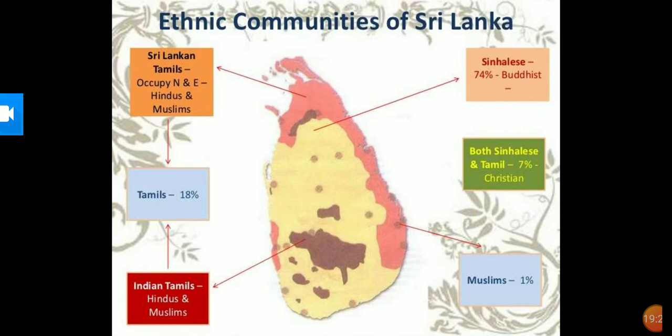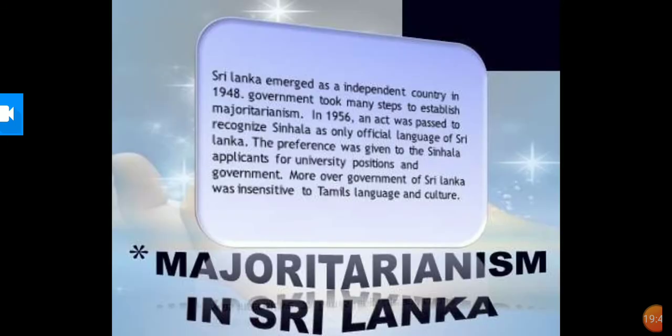Next. There are about 7% of Christians who are both Tamils and Sinhala. You can see 7% somewhere here, in green color. Both Sinhalese and Tamils are Christians, 7%. Just imagine what would happen in a situation like this. Let us see what happened in Sri Lanka, because we have seen what happened in Belgium in the previous slides.